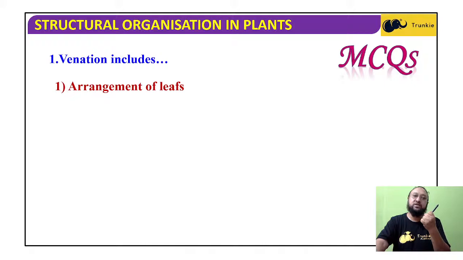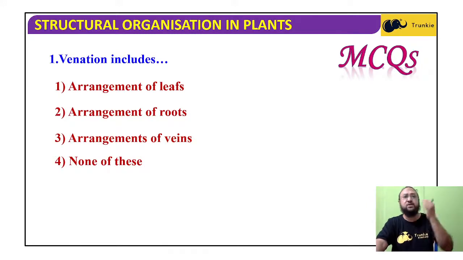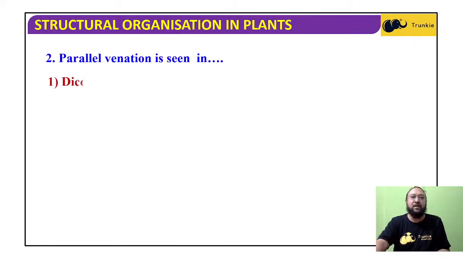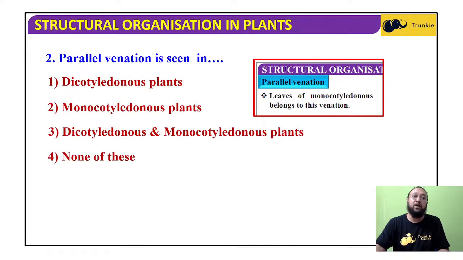Now, venation includes arrangement of leaves, or arrangement of roots, or arrangement of veins, or none of that? This is a very easy question. I have given this question just to keep you revising things. Parallel venation is seen in dicotyledonous plants, or monocotyledonous plants, or both, or none of these? Monocotyledonous plants, in these parallel venation is observed. In dicotyledonous plants, reticulate venation is observed.